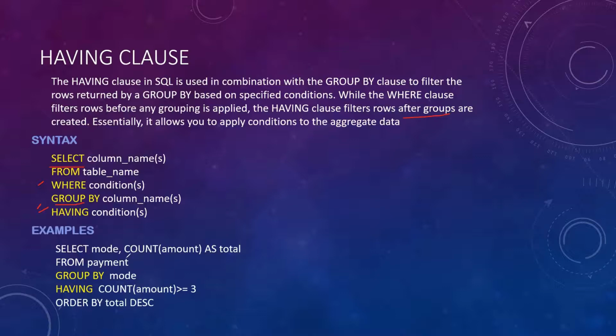SELECT mode of payment, then before we have done the sum of the total amount. Now we are going to use the COUNT aggregate function AS total FROM the payment table, GROUP BY mode, HAVING COUNT of amount greater than or equal to 3, ORDER BY total in descending order. So let's do this practically so that you have a clear idea.